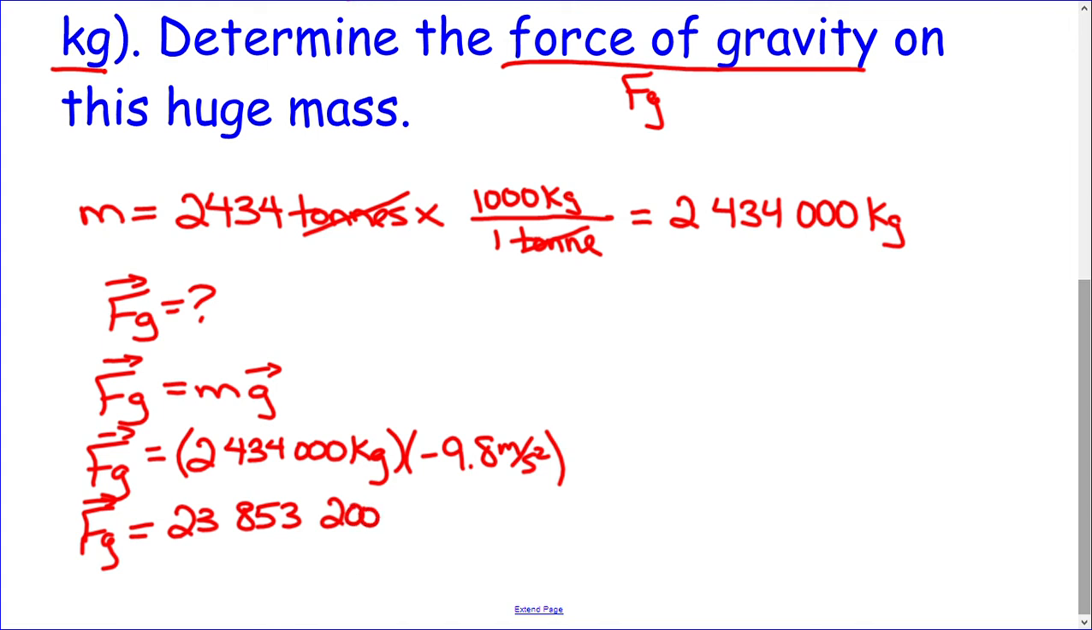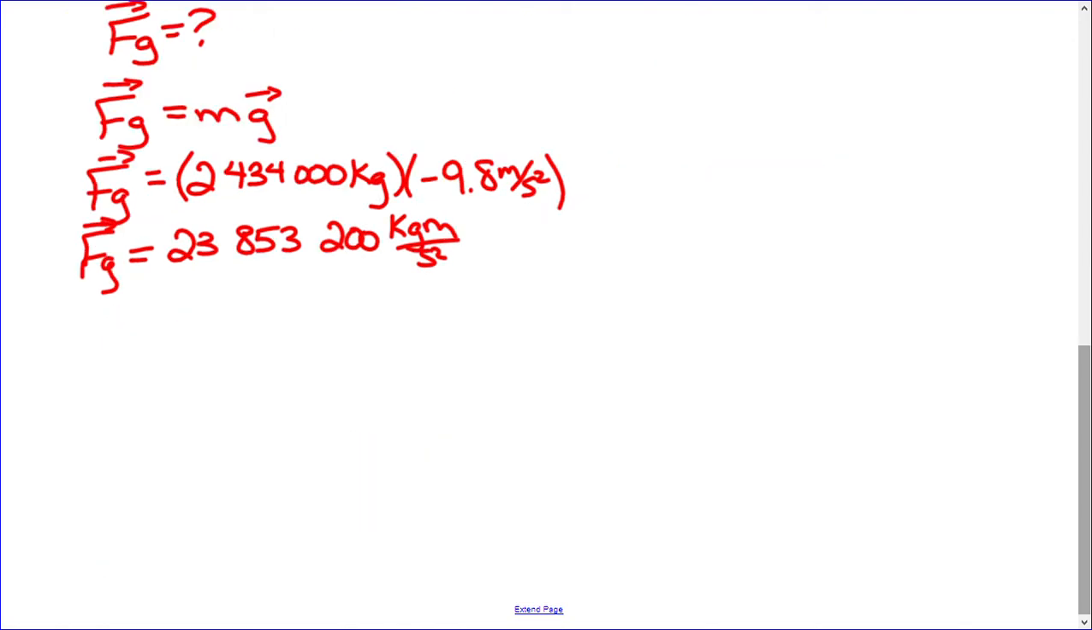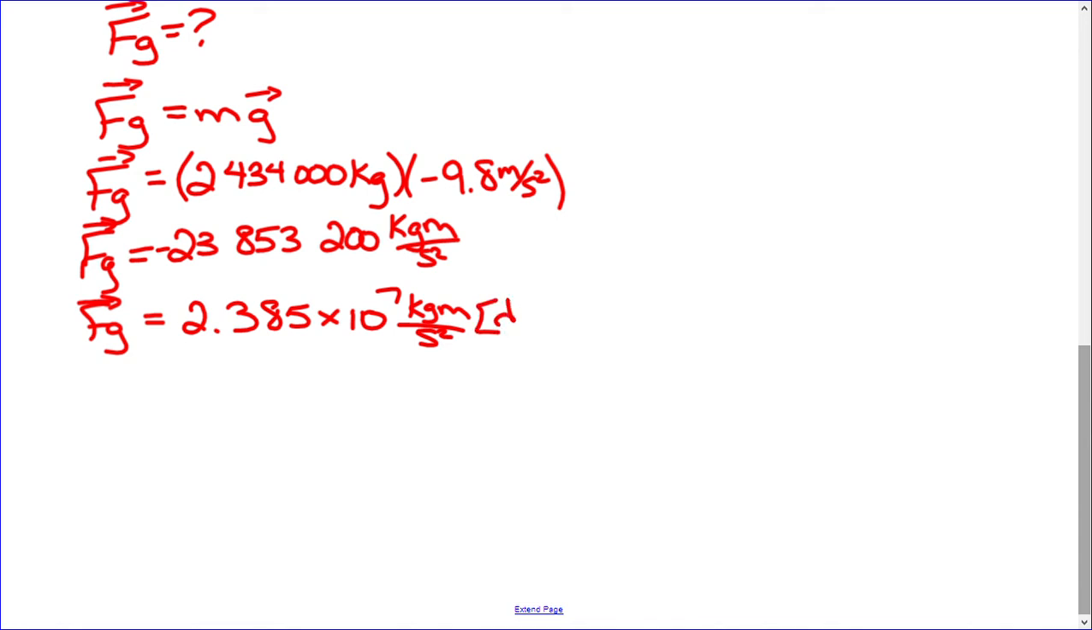And if I put my units together here, I have a kilogram meter per second squared. And so my force of gravity, if I take a look now at significant digits in this thing, the gravitational value is constant, it's 9.8. And so really I'm looking at 4 digits here, the 2,434, and so I'm going to have, in scientific notation, 2.385 times 10 to the 7, if I just count my jumps over, kilogram meter per second squared. And then really, because I have my gravity value, this thing's negative, the direction here is downward.